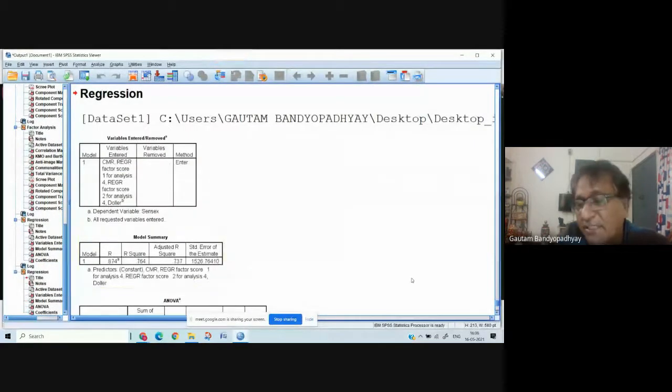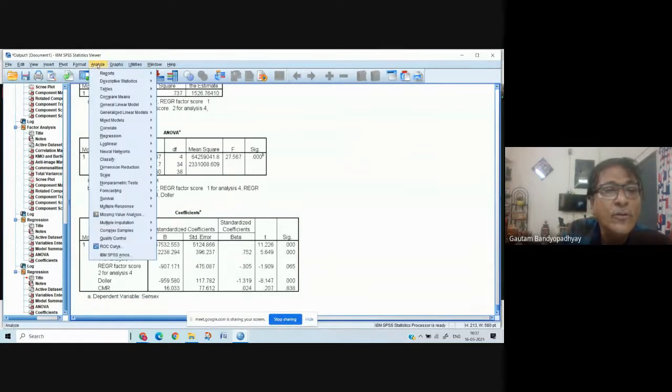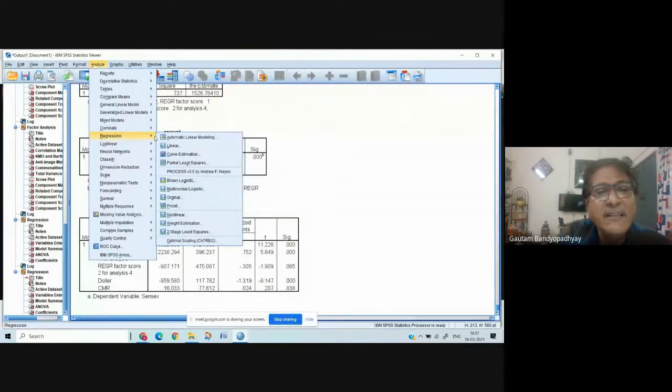Then R square has no change. Then what will we check? This is 0.00, 0.0. Again, this 0.38 is the maximum. So we deselect CMR. This is the rule. This is called the backward elimination method, a regression method. Okay. So go to Regression, go to Linear.